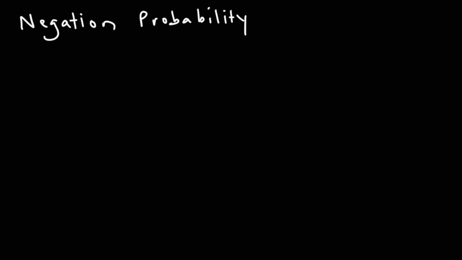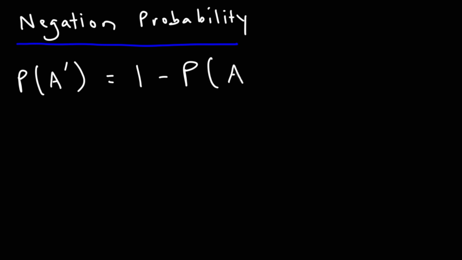So now that we've covered Bayes' theorem, let's talk about negation probability. What is negation probability? The probability that the complement of A will occur is 1 minus the probability that event A will occur.